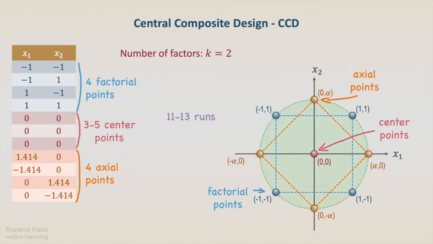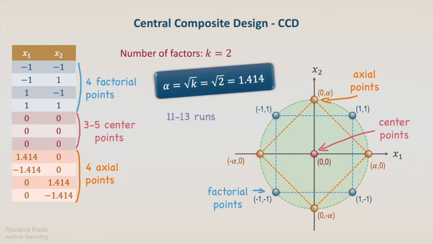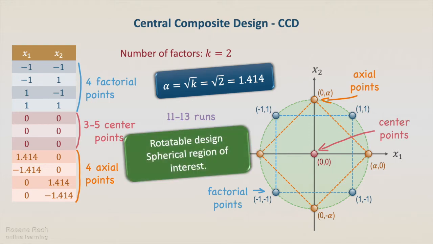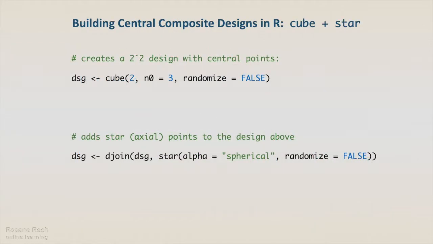When using alpha equal to the square root of k, the number of factors, we have the points distributed in a spherical region of interest, and for the particular case of k equal to 2, a rotatable design. Let's now see how to use R to generate a central composite design.